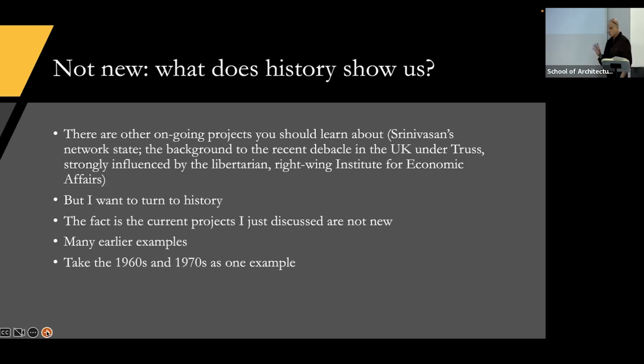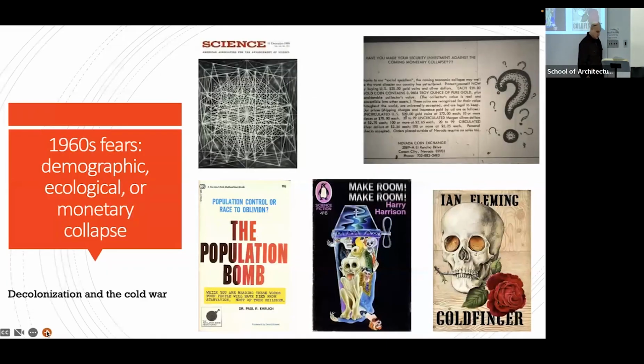But I want to turn to history because I just want to give you a sense of some of these examples from the 60s and 70s because they reveal to us some of the kinds of continuities with our own world. So just like we're living through an era of climate catastrophe, we're living through an era of debate around monetary change, cryptocurrencies, digital currencies, and the like. You can see here the 1950s and 60s are also an era of space talk, going to outer space, Mars, and so on, but also of demographic, ecological, or monetary collapse.